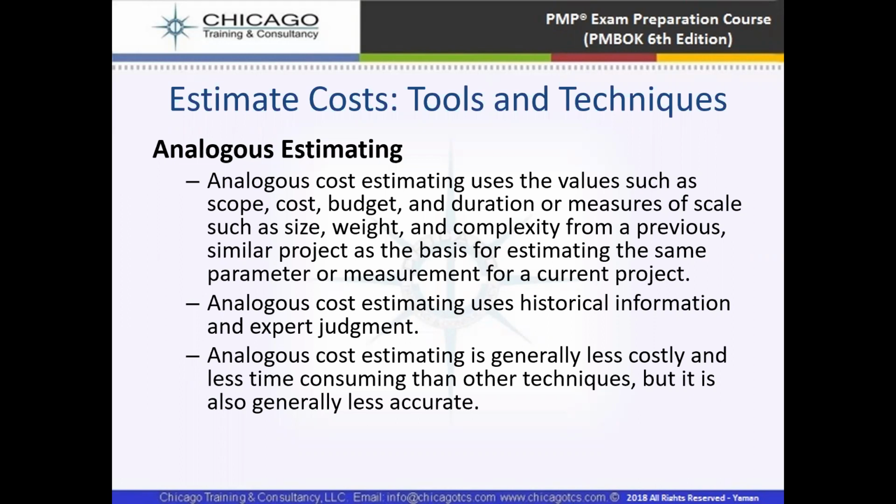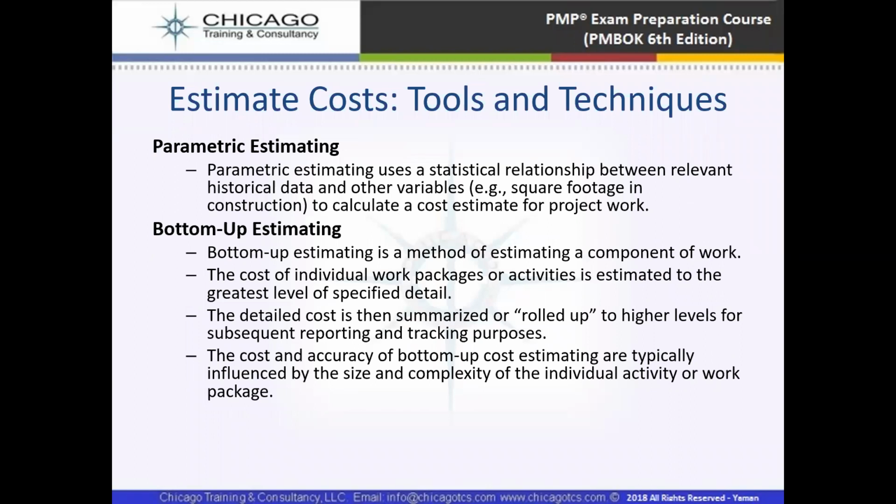It is generally less costly because if we have some previous projects' information available to us, this estimation is less costly and less time consuming. This technique is less costly and less timely because it will not take much time. And then another estimation is parametric estimation, which uses a statistical relationship between relevant historical data and other variables.